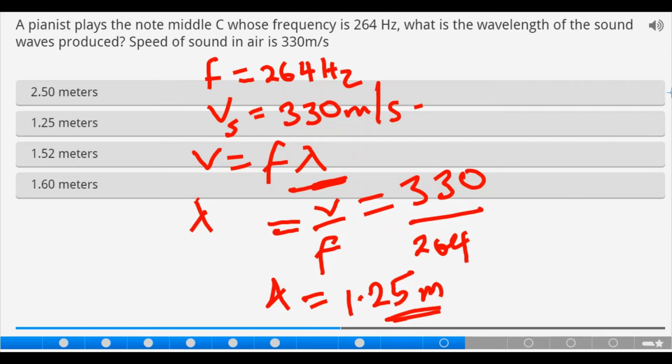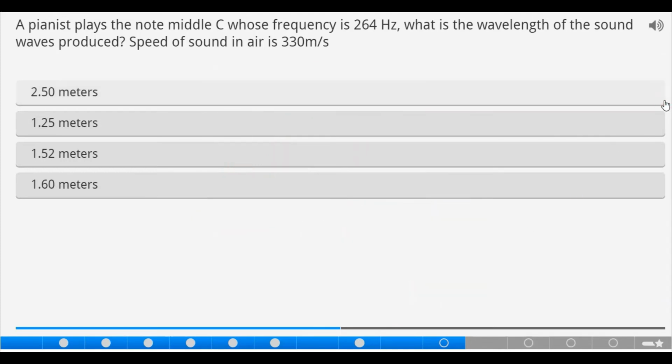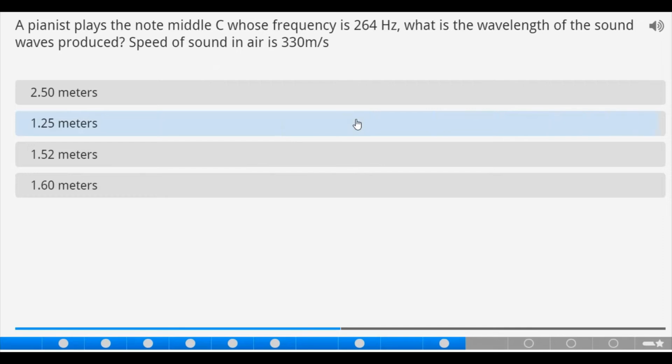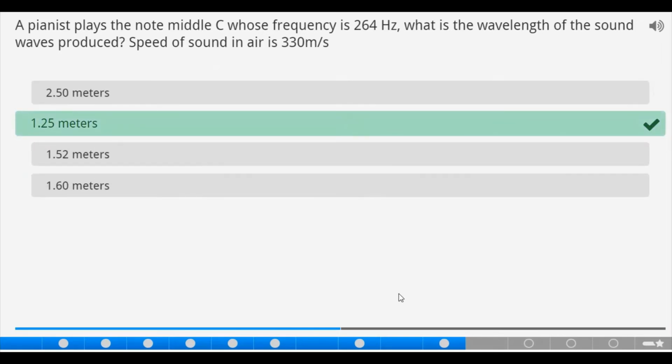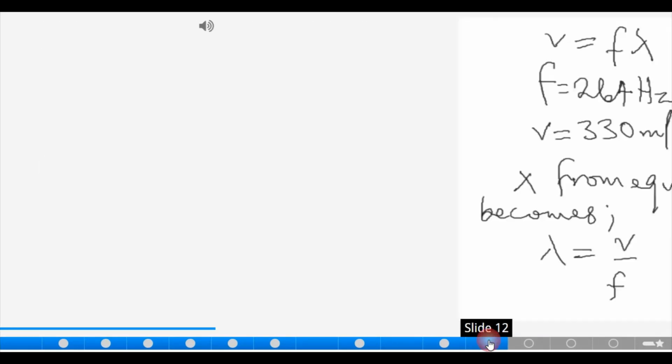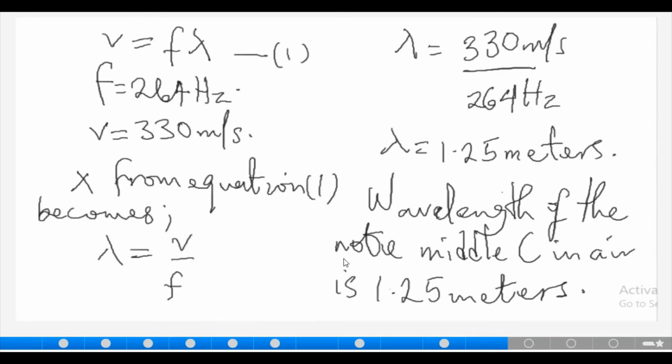Let's pick it and check. So that is correct. Now, this is the breakdown. We have velocity or the speed to be equation 1. Then from equation 1, we make our wavelength the subject of the formula. Then we generate the wavelength, and we have 1.25 meters.